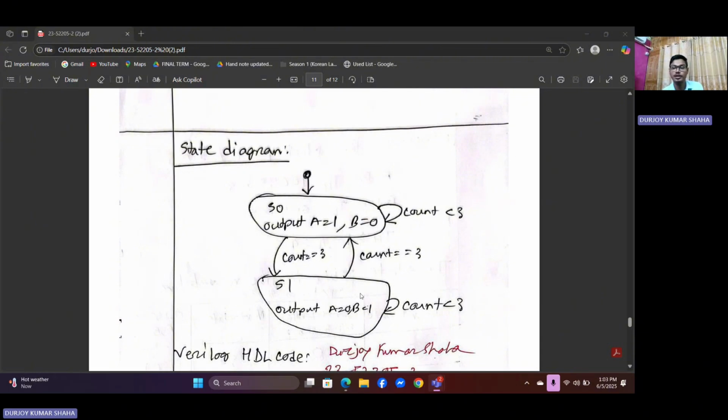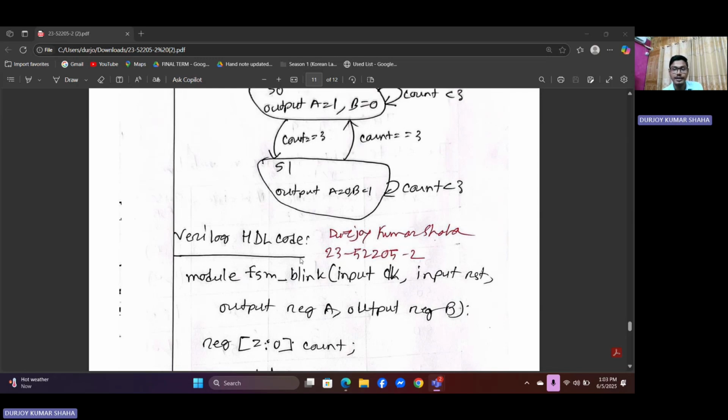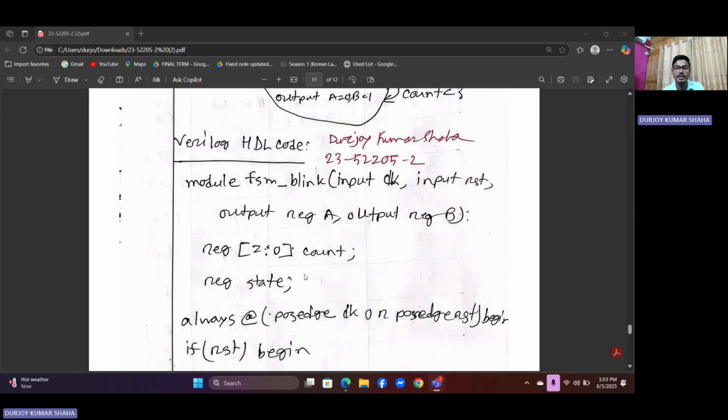This forms a loop where the output toggles every 3 clock cycles. Now looking at the Verilog code implementation, the module is named efficient blink. It takes a clock and a reset as inputs and produces two outputs, A and B. We declare a 3-bit counter and a single-bit state register. On reset, the FSM initializes: the state is set to 0, the counter is cleared, and the outputs are set to A equal to 1, B equal to 0.